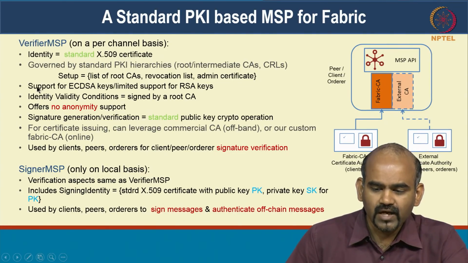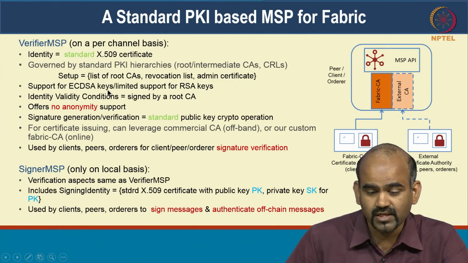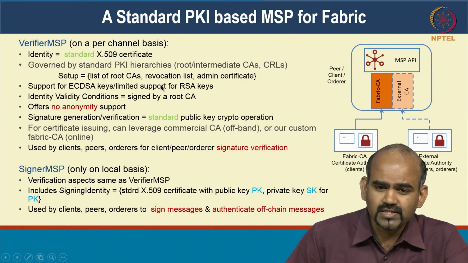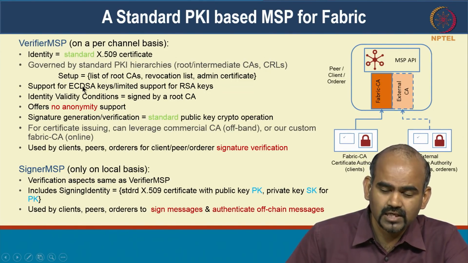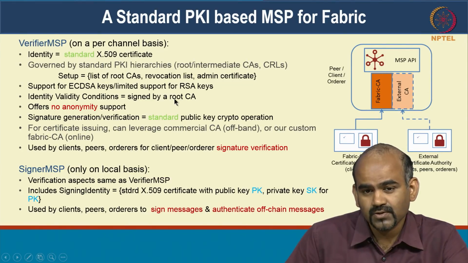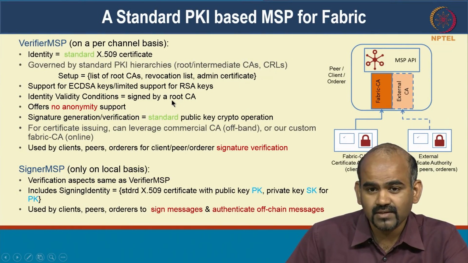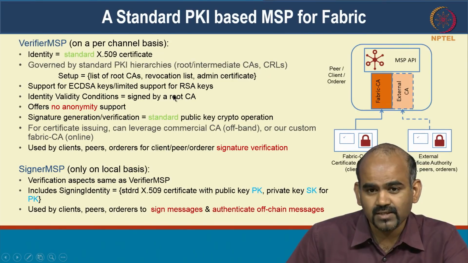And what Fabric supports is ECDSA, which is elliptic curve based digital signature authentication. And it also provides some limited support for RSA based keys, but predominantly it uses elliptic curve based digital signatures. And the validity is based on whether the root CA has actually signed it and whether it's verifiable, right? So you need to have the public key of the root CA to make sure that it's actually signed by that root CA.